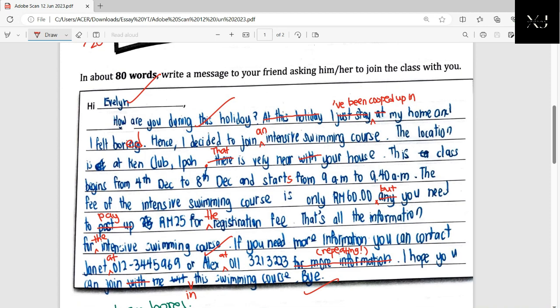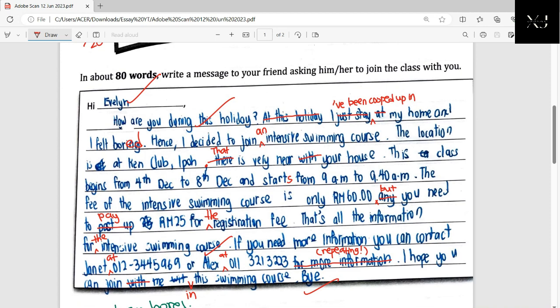The class begins from 4th of December to 8th of December and starts from 9 a.m. to 9:40. So, there's only one class. That's why we had to put S for our starts here. Okay, I like how my student, she can put S in her begins, but then at the back here, she just forgot.